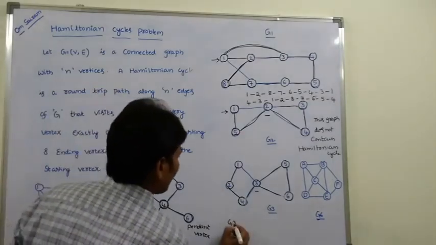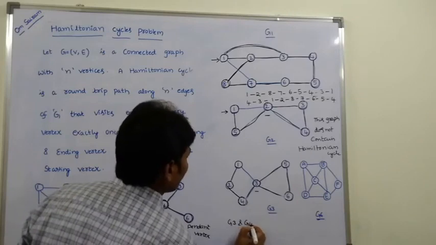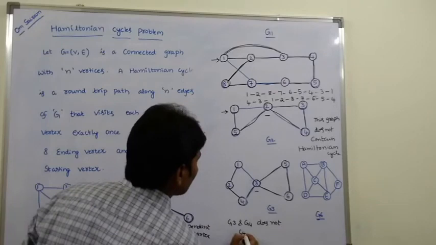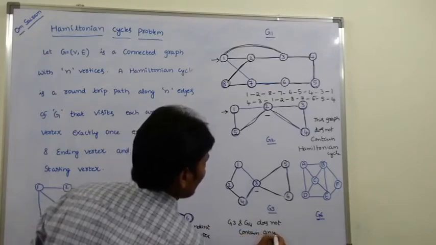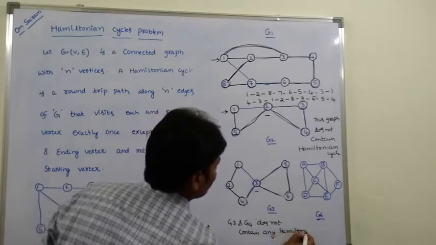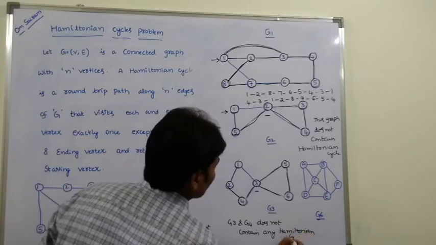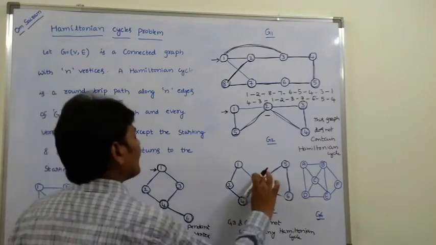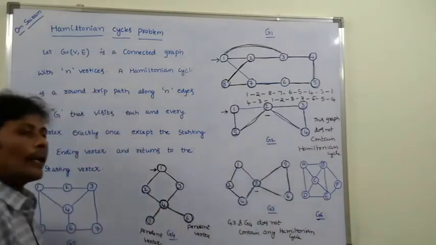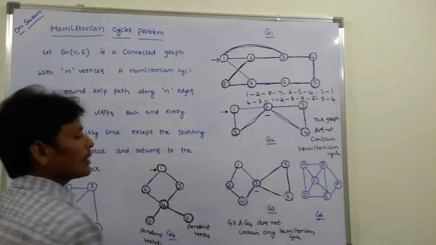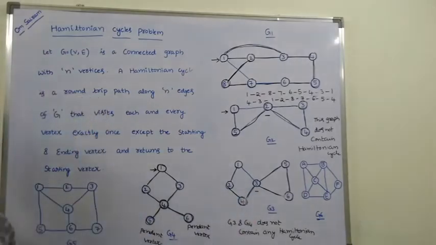So G3 and G4 do not contain any Hamiltonian cycle. Here the graph G3 contains an articulation point. Because of that, the graph does not contain any Hamiltonian cycle.